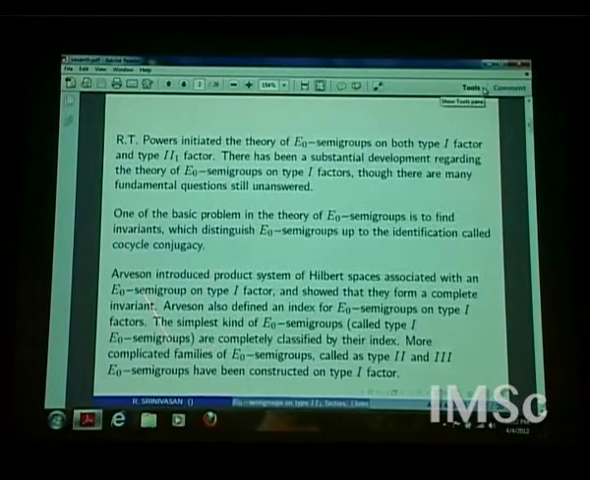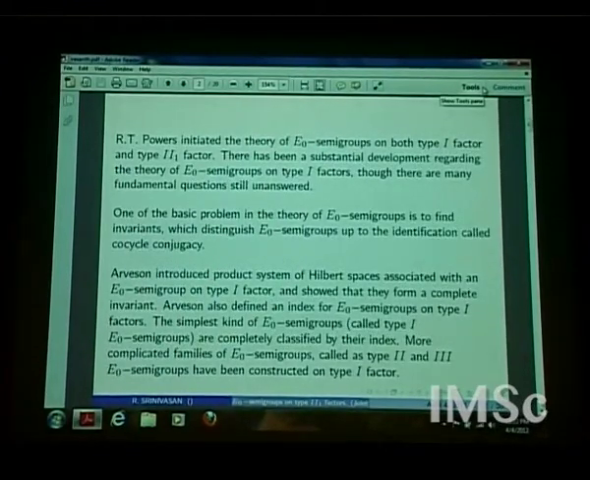Before defining anything, let me give some introduction. It's R.T. Powers who initiated this theory of E0 semigroups on both type I factors and type II_1 factors. His first paper is titled Index for Semigroup of Endomorphism on B(H). B(H) means type I factor. But then there has been a lot of development on the theory of E0 semigroups on type I factors, which is B(H), all bounded operators on a Hilbert space.